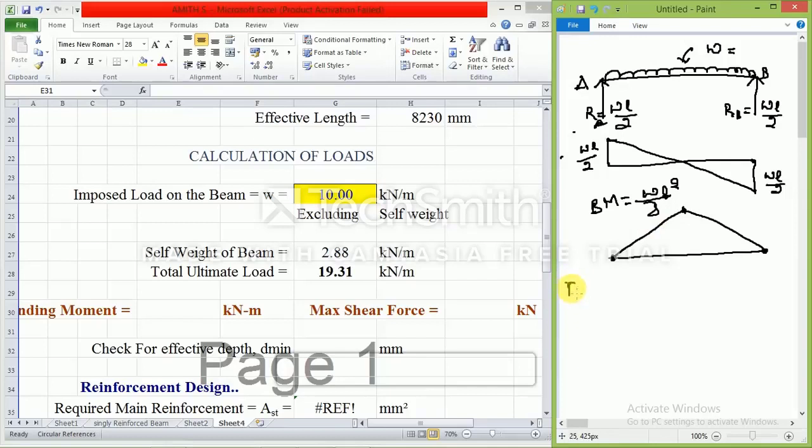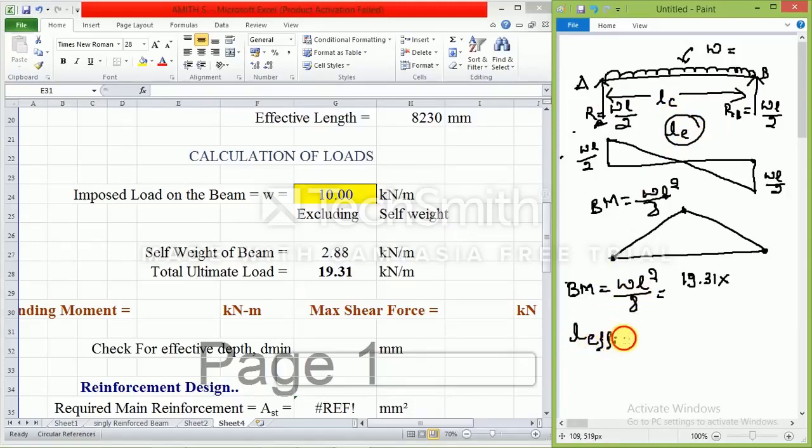So bending moment is equal to WL square by 8, right? So what is the value of W? 19.31 into length. Okay, which is the length I need to take? Whether I need to take Lc, the clear span, or the effective length. Okay, don't get confused. Here you need to take the effective length.